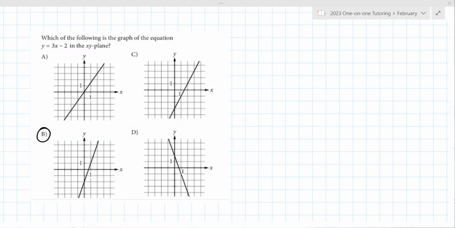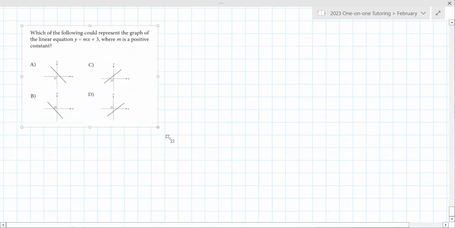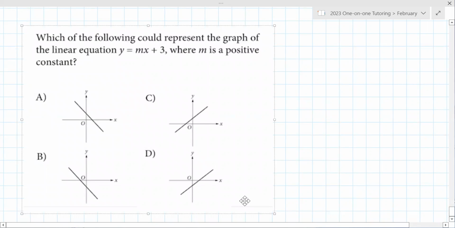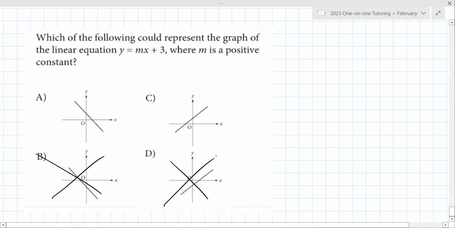All right, here's one that's not a numerical problem, but you definitely know how to do it. Where n is a positive constant, and x plus 3. So it has to be either A or C. Okay, agreed. So I'm going to go with A. Okay, so give me a value of m. 5. Okay, so let's say it was y equals 5x plus 3.